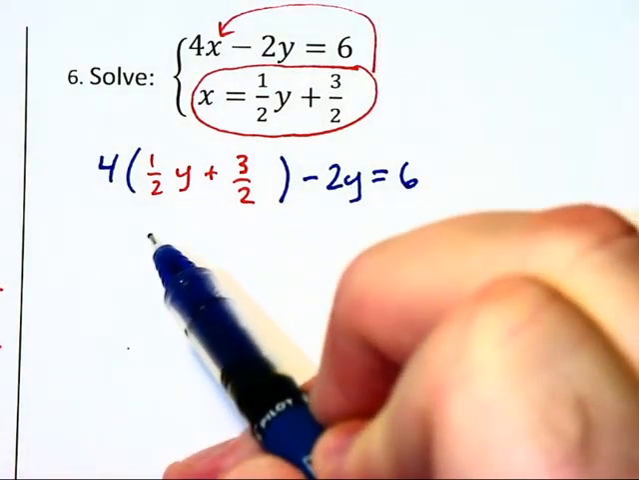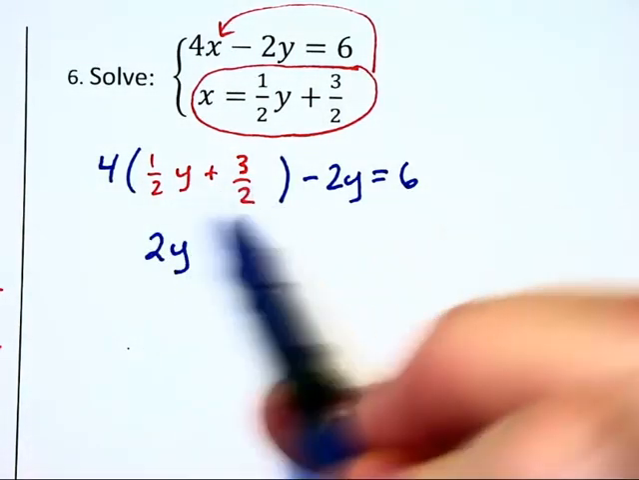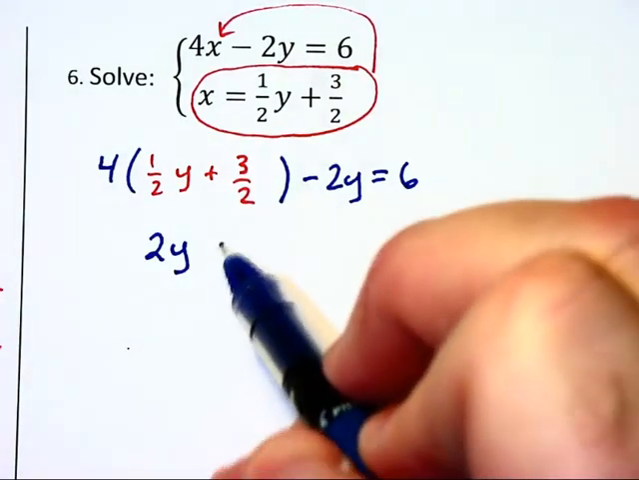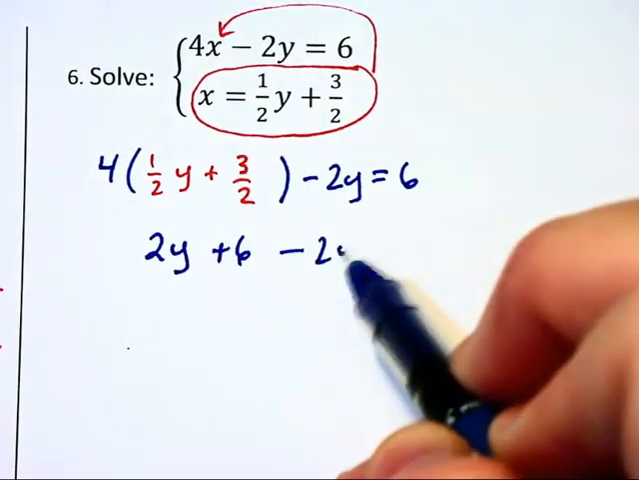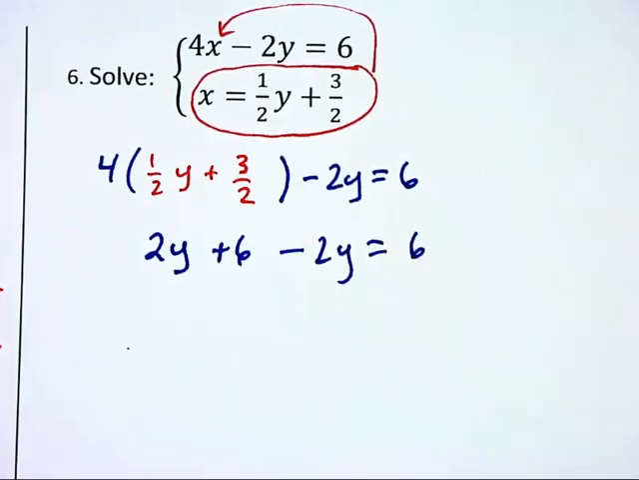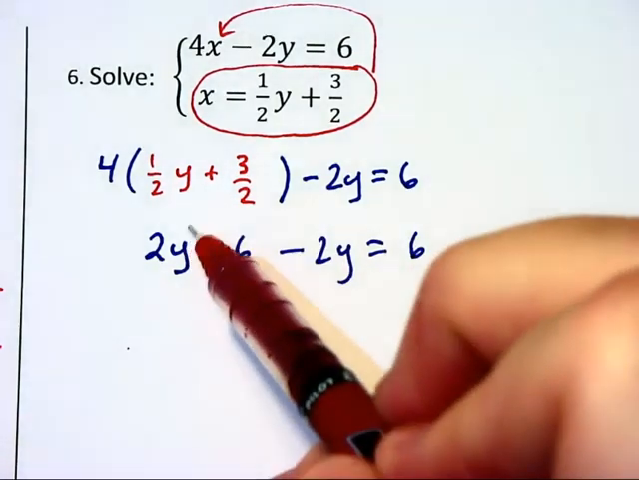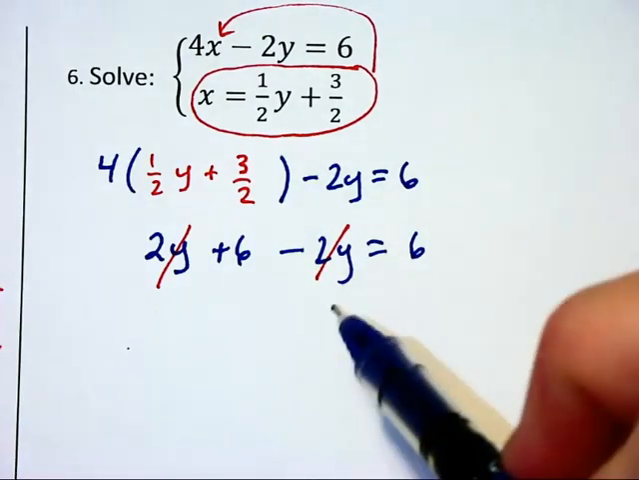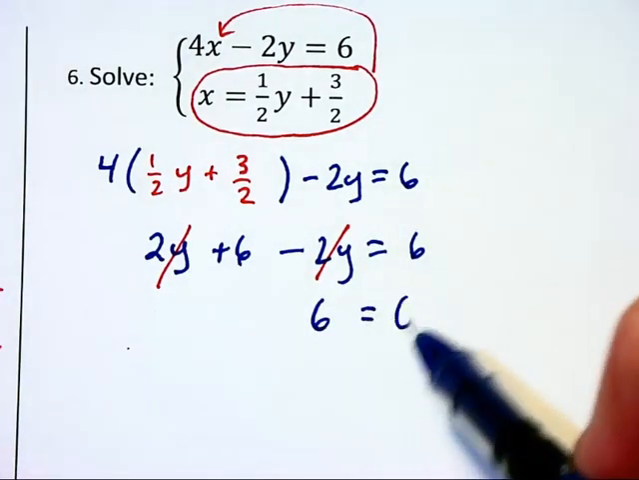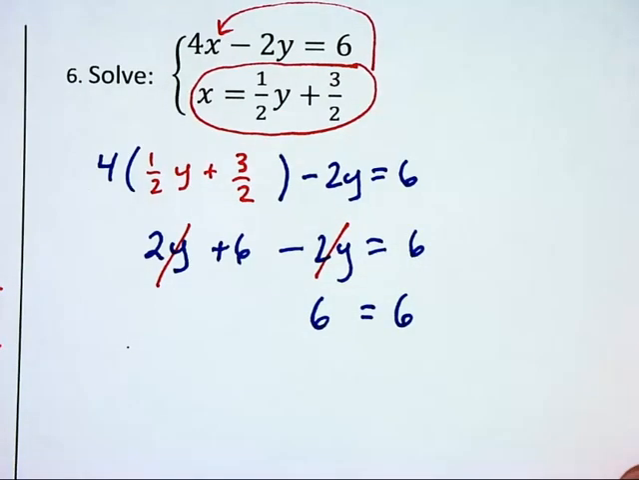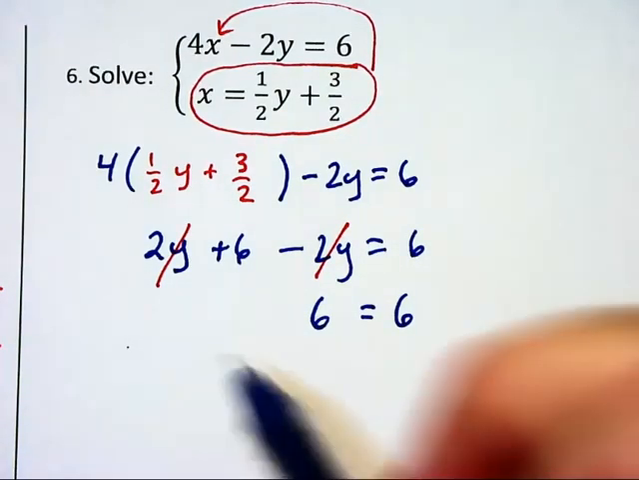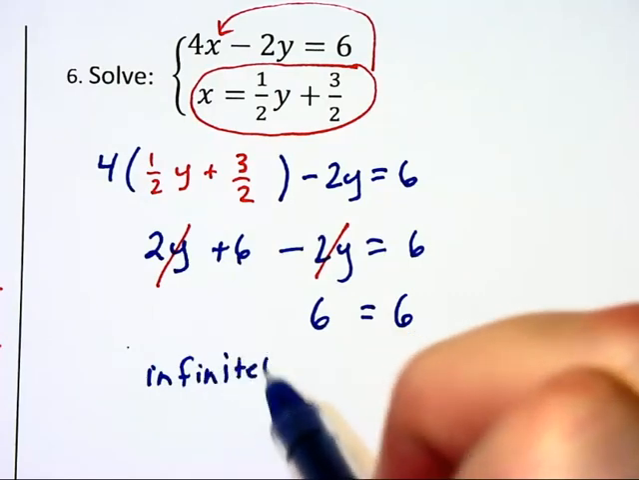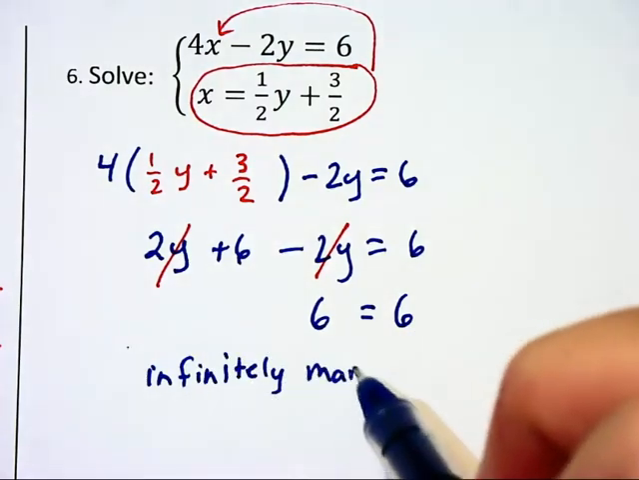4 times 1/2 y is 2y. The next part of the distribution gives me 12 over 2, which is plus 6, minus 2y equals 6. And notice how, when I combine like terms, those two y's cancel each other out, and we are left with 6 equals 6. When you get a true statement such as this, we are going to say that there are infinitely many solutions to this system.